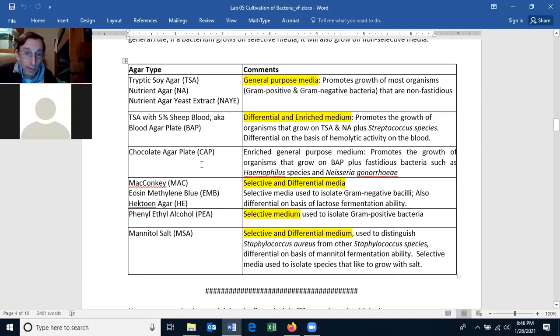The only difference between chocolate agar, CAP, and blood agar, BAP, is that the blood is added when the agar is very hot in the chocolate agar, and that causes the blood cells to lyse, and that gives the media a brown appearance that sort of reminded somebody of chocolate, and that's why it's called chocolate agar. The blood in the blood agar plates is added when the blood has cooled, and I don't remember if it's 45 degrees to 50 degrees Fahrenheit. And is that right?